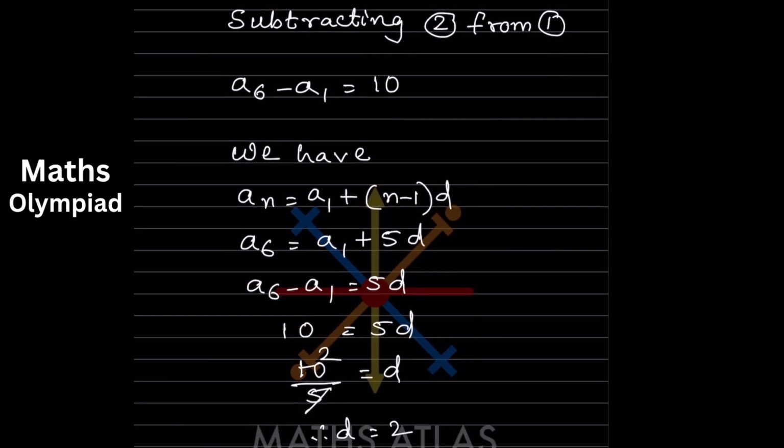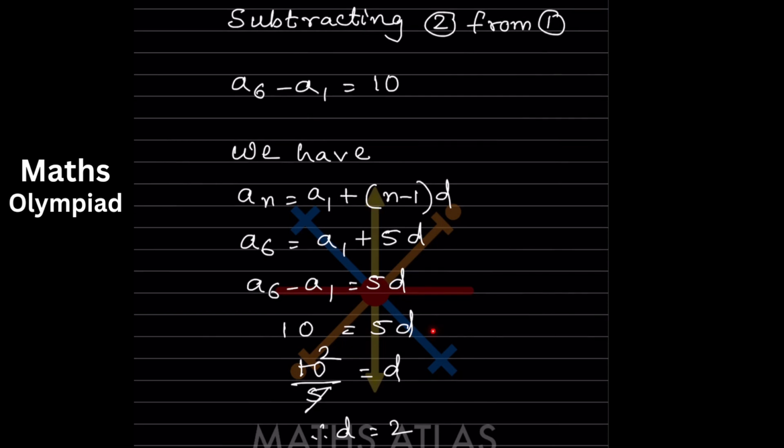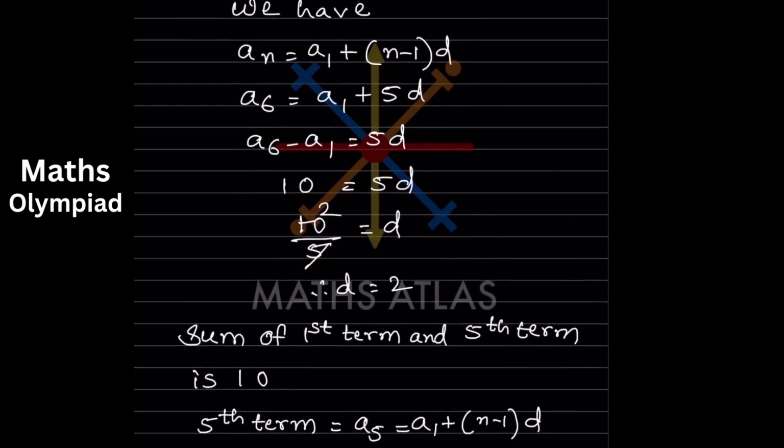By this one, you are going to get the value of D, the common difference. Here this is multiplication, so it will get divided. So D is 2. Now we got D as 2.